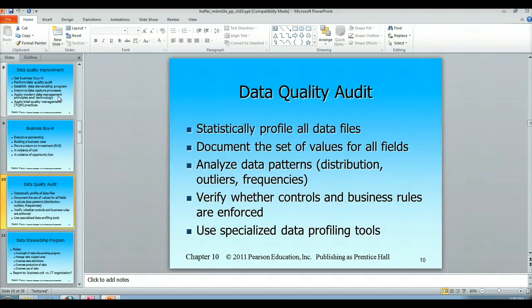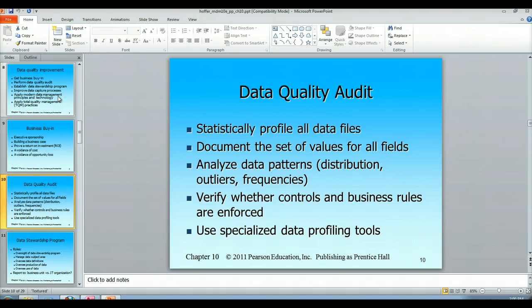Performing a data quality audit. Again, this is a statistical profile of all of our data files. We have to document our allowed sets of values for fields, and this goes back to IT 117. We have to analyze our data patterns, so this gets into a little bit of data mining, where we're looking for outliers, skews, and distributions.